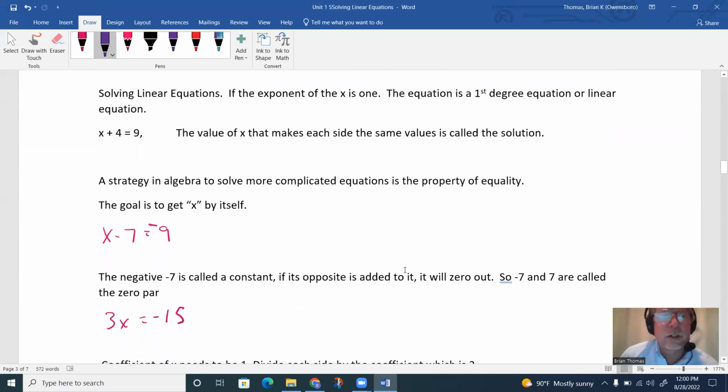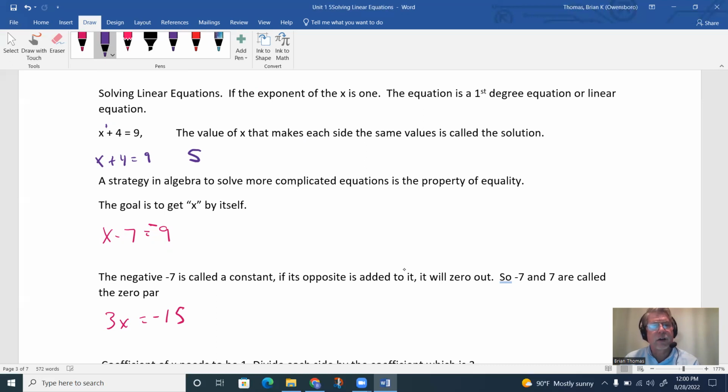When it comes to solving linear equations, if the exponent is 1, the equation is considered a linear equation. Notice if I have x plus 4 equals 9, the exponent of the x is a 1, so this is a linear equation. There's a left side of the equation and a right side of the equation. The right side is clearly 9. What I'm looking for is the value of x that makes the left side the same value as the right side, and we will see that that's a 5.